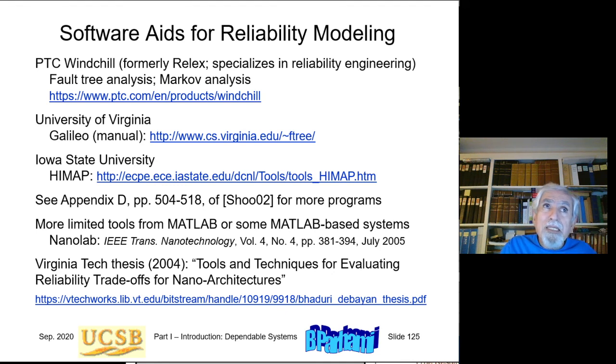Okay, so this ends our discussion of Chapter 4, State Space Modeling. And stay safe. I'll see you in lecture 5 next time.